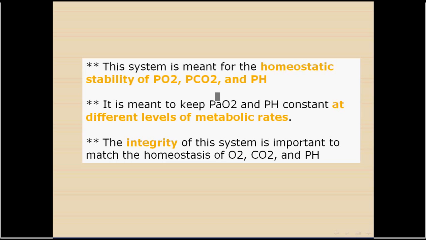This system is responsible for the homeostasis of the partial pressure of oxygen, carbon dioxide, and the hydrogen ion. Because these parameters usually change with the change in the metabolic rate or the metabolic demand, there should be some sort of matching of the ventilation in order to keep these close to normal, to satisfy the metabolic demand of the patient or the person. So the integrity of this system, the bronchopulmonary and neuromuscular system, which is a pump, is important for the integrity of these parameters: partial pressure of oxygen, carbon dioxide, and hydrogen ion.